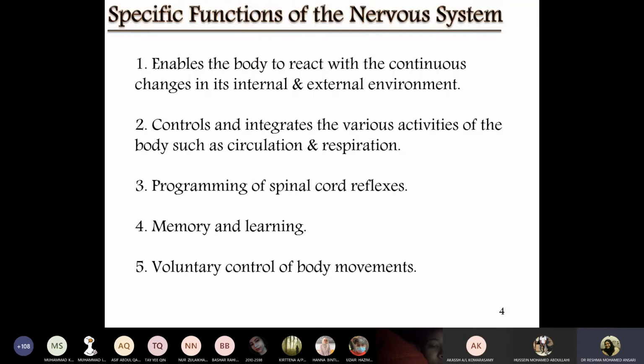It programs spinal cord reflexes, which are quite fast to react. It helps in memory and learning, as well as voluntary control of body movements. So when I say point number 2, involuntary action is also brought by the nervous system. Point number 5, voluntary control of body movements, like I want to pick up a phone, I want to take a cup of water. All these things are also brought by the nervous system. Am I clear until now?